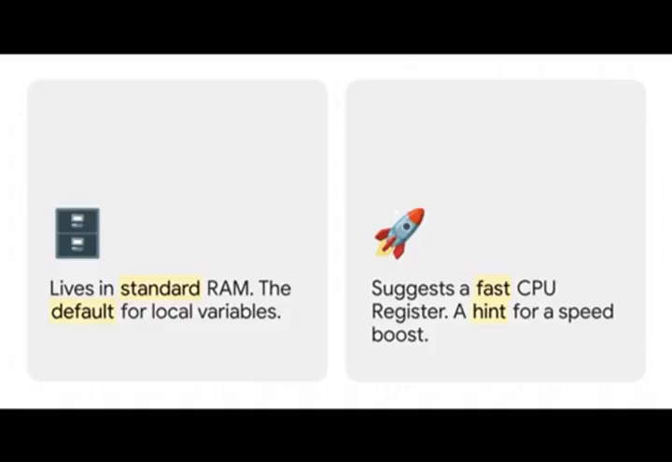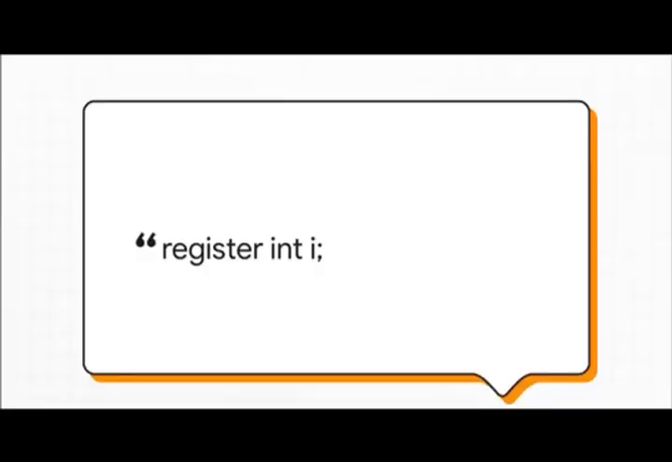So, what's the catch? Well, it's just a hint. You're making a polite suggestion, not giving an order. The compiler can totally ignore you if there aren't any free registers, so it's really just an optimistic request for a little speed boost. And this is a classic use case. For a variable like a loop counter that gets accessed constantly, telling the compiler, hey, maybe stick this in a register, could make that loop run just a little bit faster.